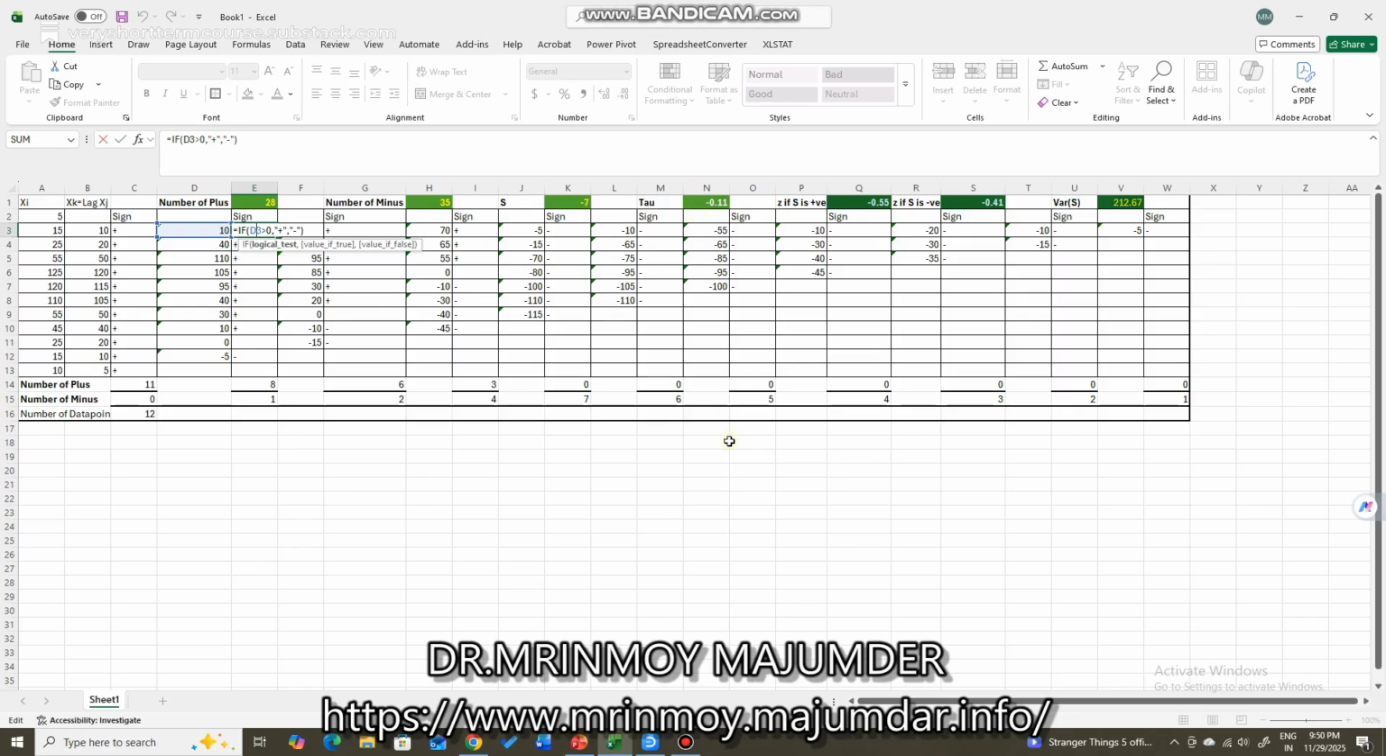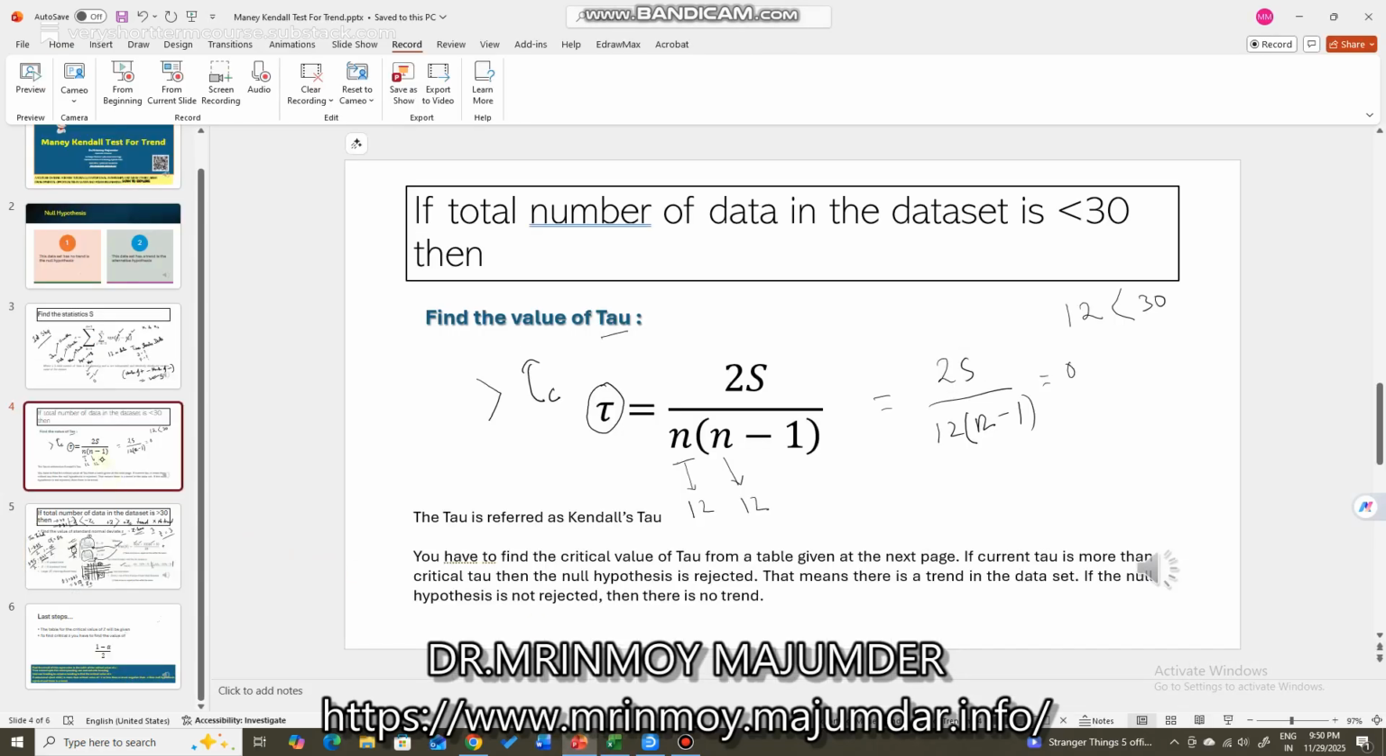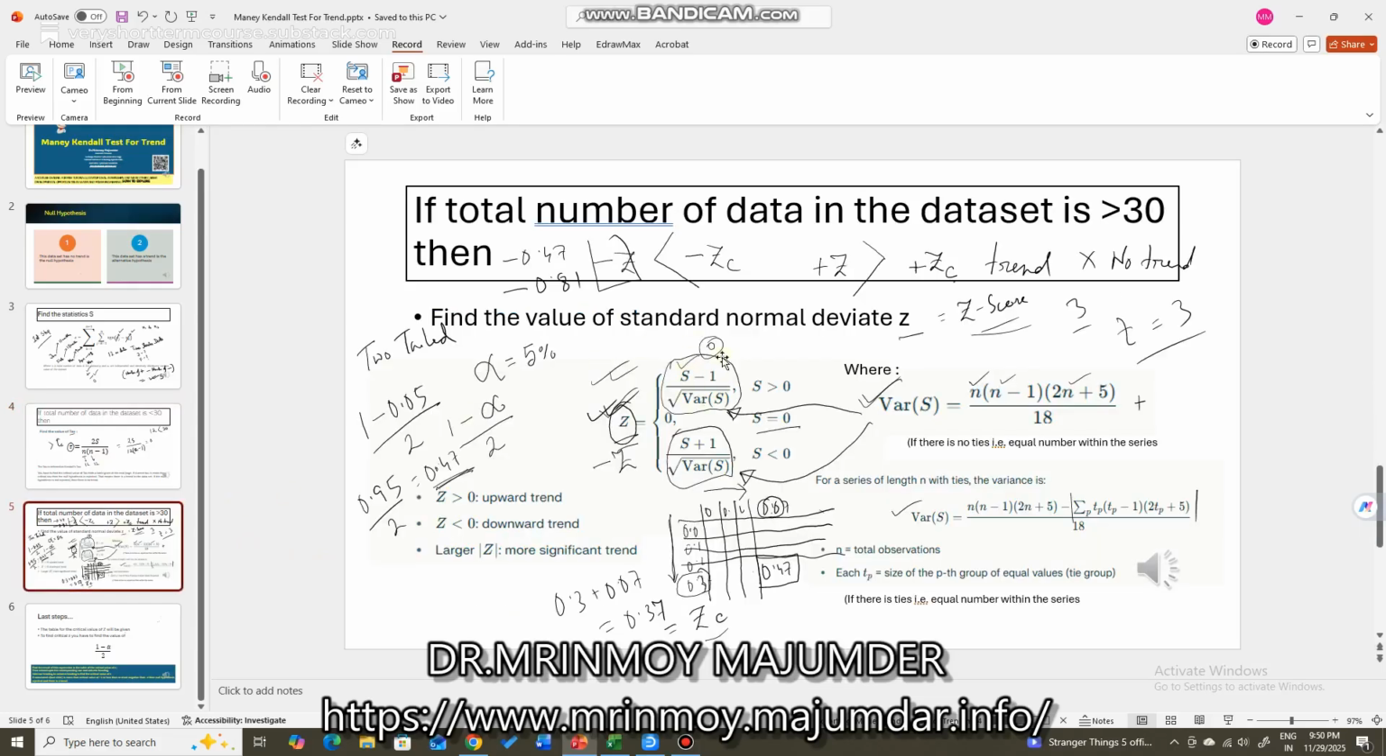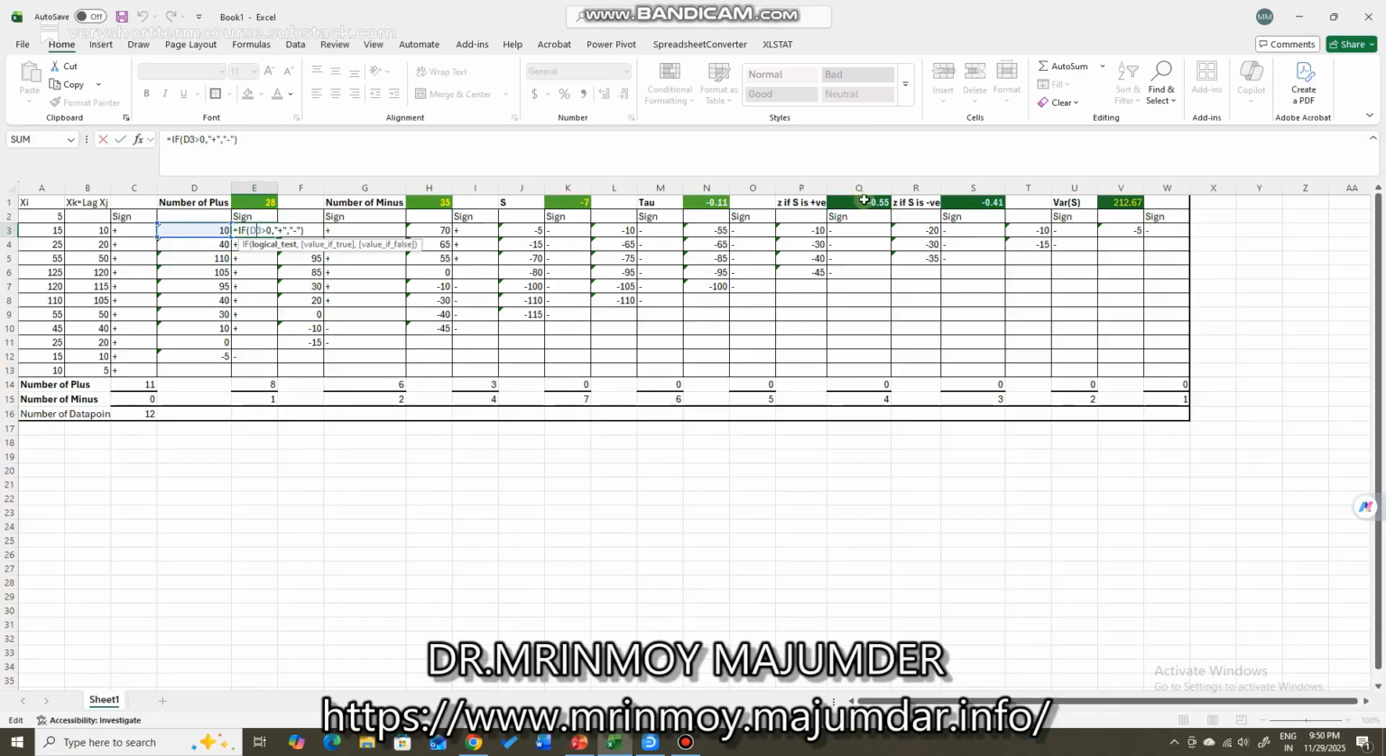If your data points were more than 12, then I would have used the z value. I would have calculated our z value. So if AC is positive, which is not our case, our AC is negative, there is a formula for that. This is it. If S is positive, then S minus 1 divided by the square root of variance S. If negative, S plus 1 divided by square root of variance S. If 0, Z is 0. Variance S formula is this. So all this formula was encoded here.